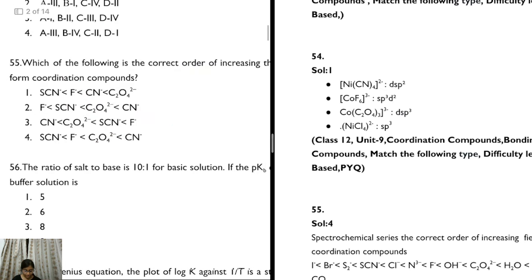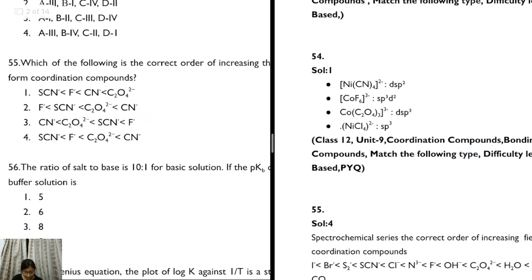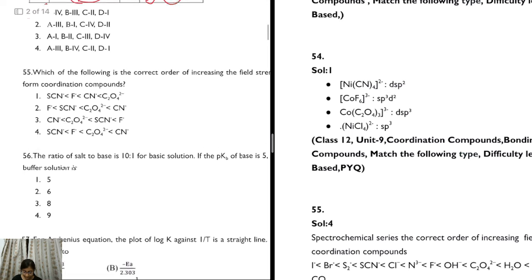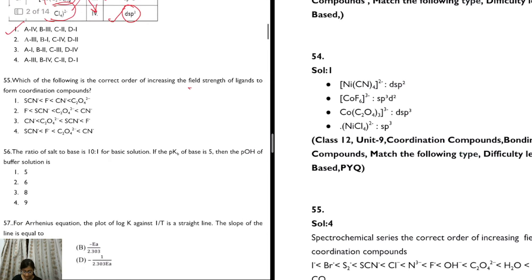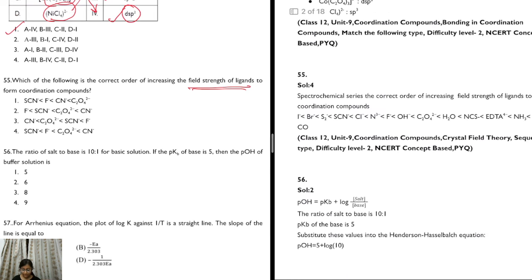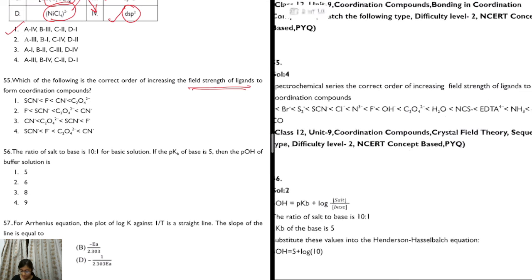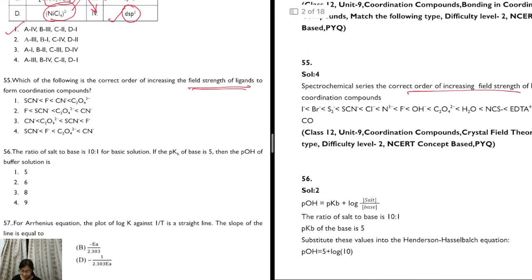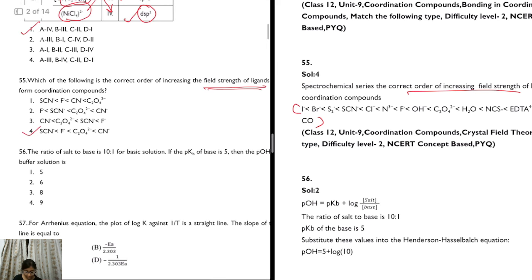Now, in the next question, which of the following is the correct order of increasing field strength? So this we'll see according to the order we all know, the spectrochemical series, which will give us the correct order of increasing field strength. So this is the spectrochemical series. You all have to learn it. So the correct answer would be this. CN would be the stronger. Then oxalate ion would come. Then fluoride and then SCN.